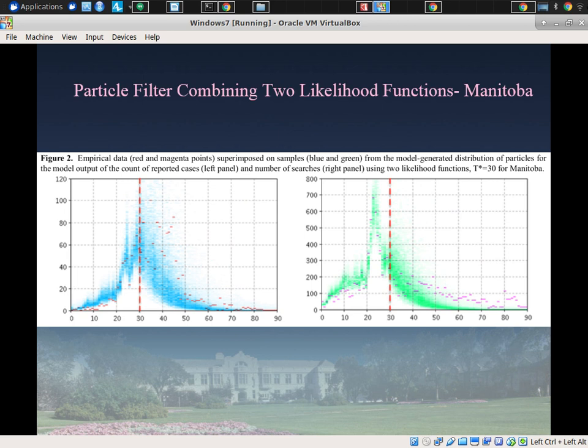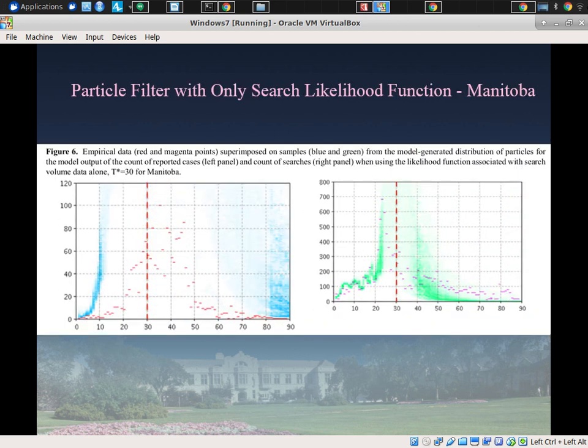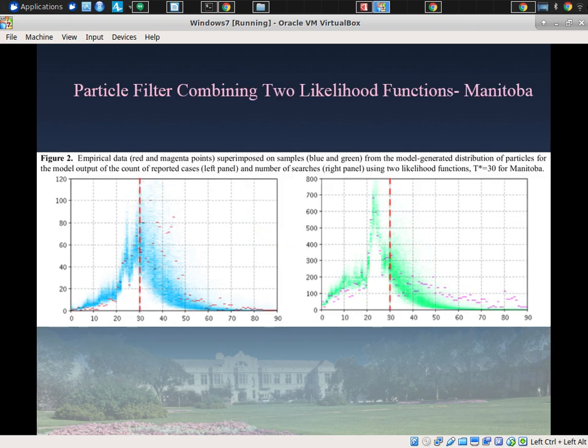I want to take this for Manitoba, and compare this, remember what it looks like, with the case that we only had clinical data for Manitoba as well. So here's with both, here's with clinical data. Compare particularly the clinical expectation. Which would you say is better, the first one, this one here, or this one, in terms of how well it matches? I'd say this one.